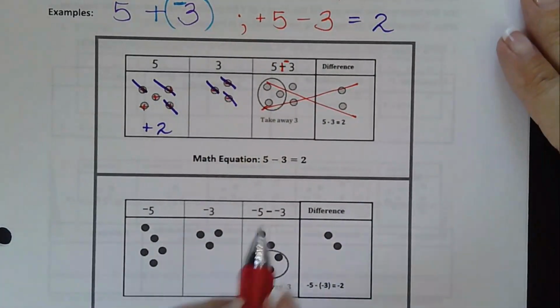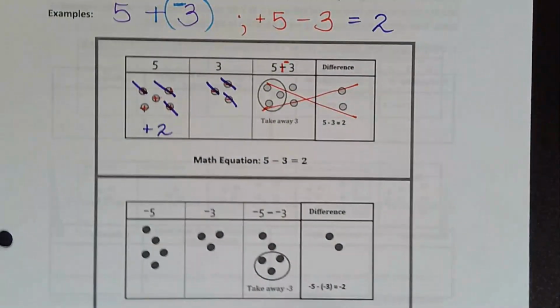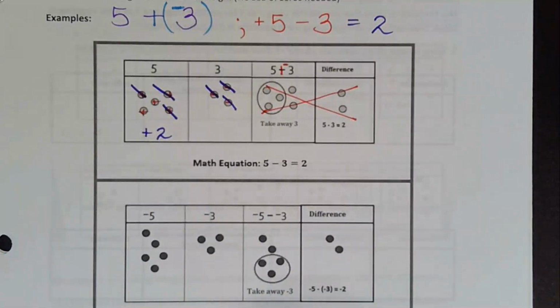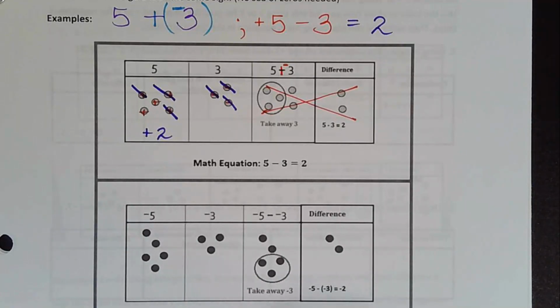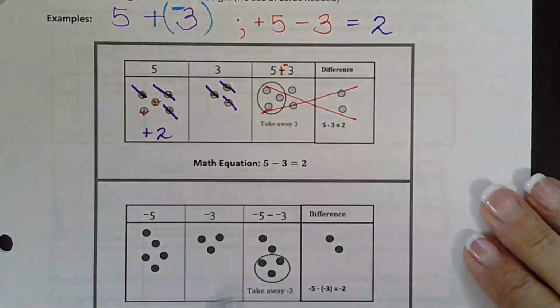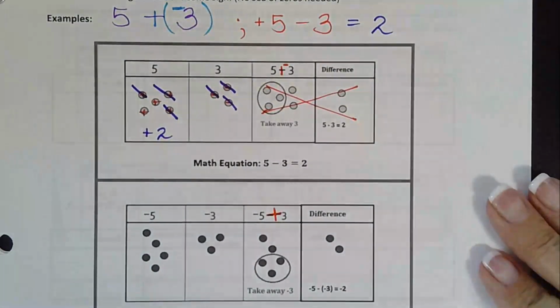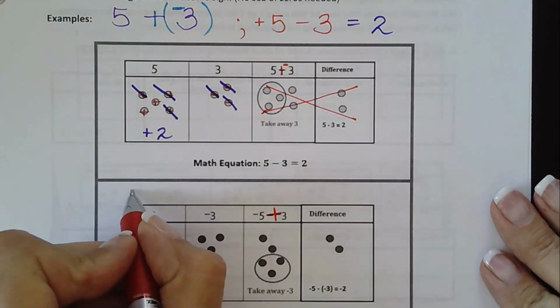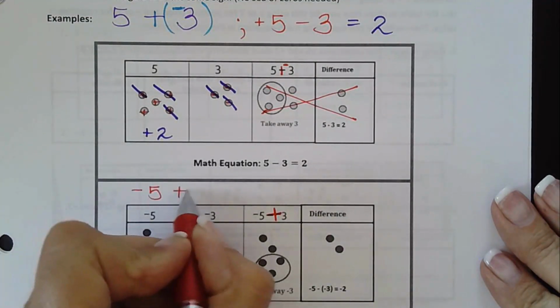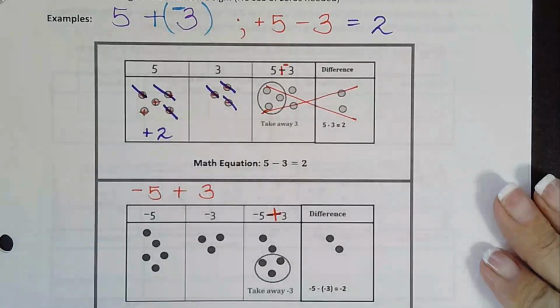So this one, remember how I said the minute you see a double negative, your first step before you do anything is to make it positive. That never changes. I see a double negative, so I immediately make it positive. So what problem I'm really doing is negative 5 plus 3.